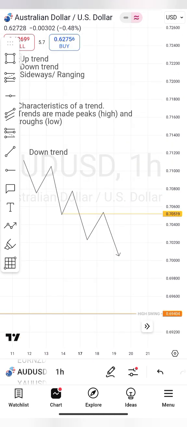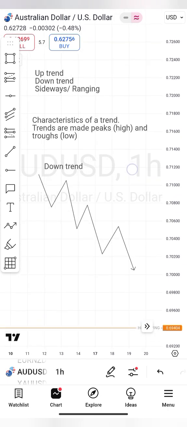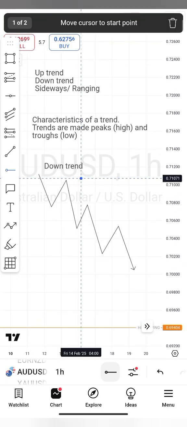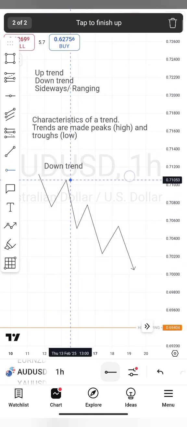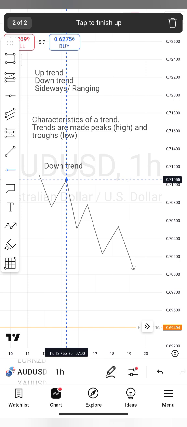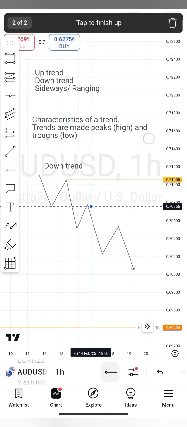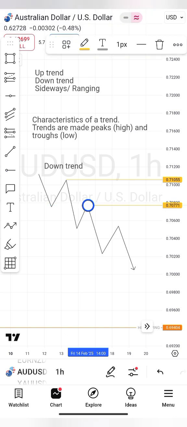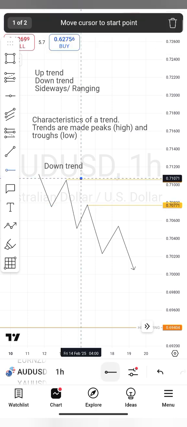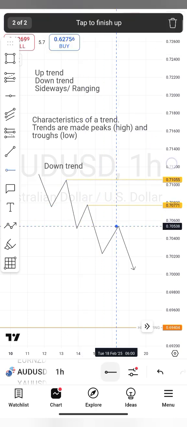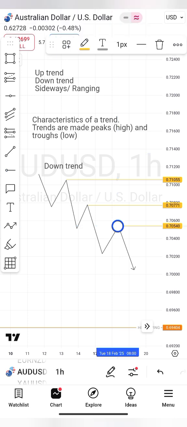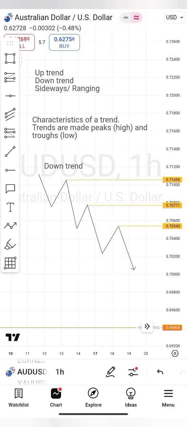Now, highs and lows have to work together for you to be certain. Now you check the highs. This is the first high that you noticed. Then the second high is lower than the previous high. Then the next high is lower than the previous high. So you can see that the highs and lows are moving lower in this situation. So you can safely say that this is a downtrend.